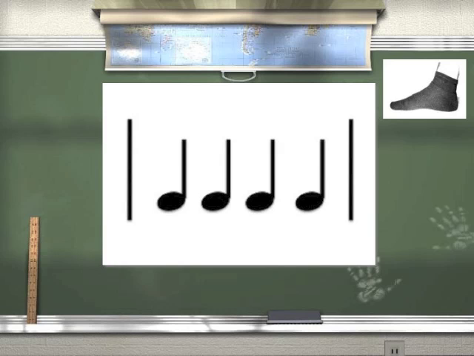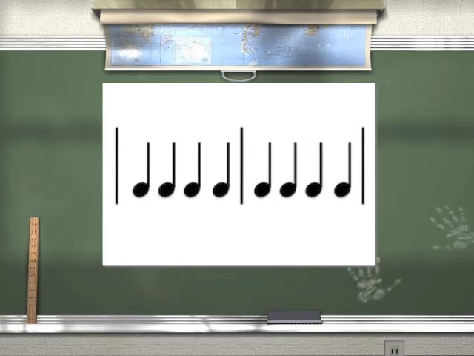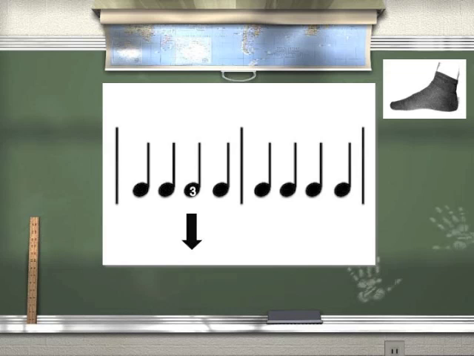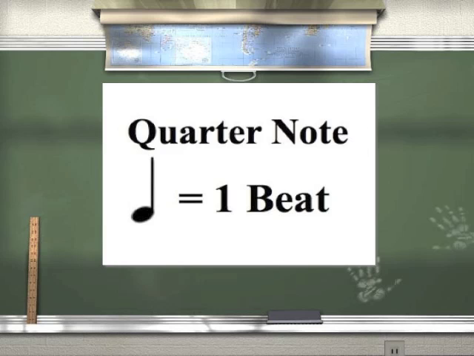One, two, ready, go. Da, da, da, da. Good job. Now let's rhythm da two measures. One, two, ready, go. Da, da, da, da, da, da, da, da. Wow, you're doing great. You're reading music. Now you know how to read quarter notes.